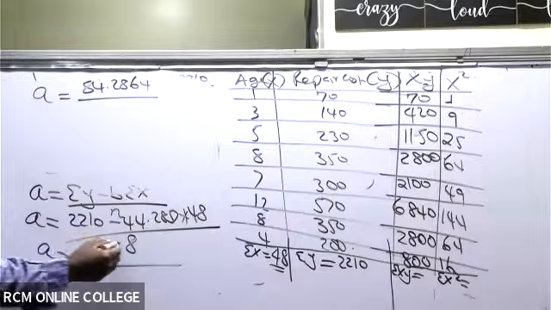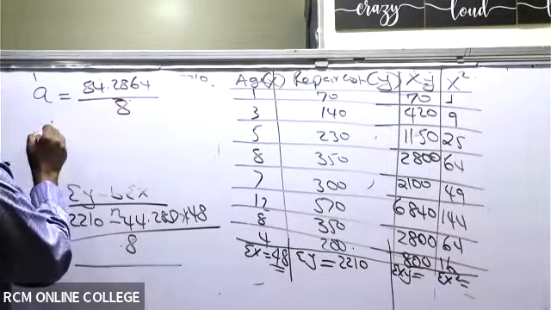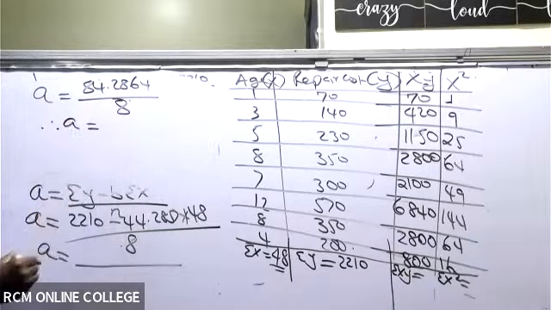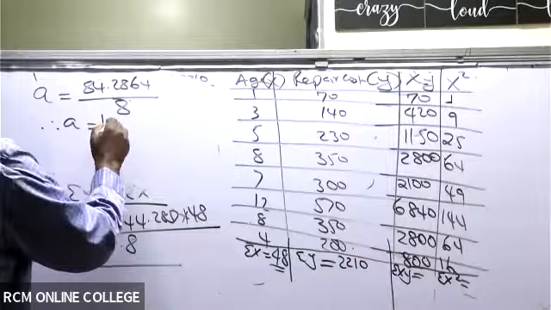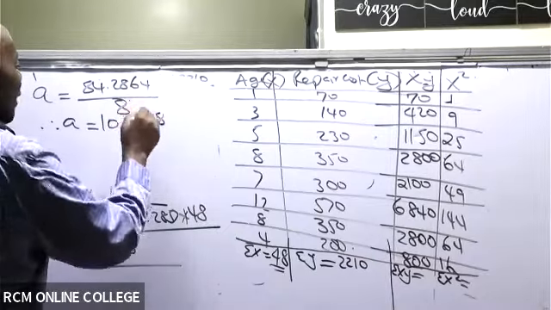Divided by N now, which is 8. So can you kindly give me the value of A? Is there somebody who can now give me the value of A? Yeah, 10.5358, like that.